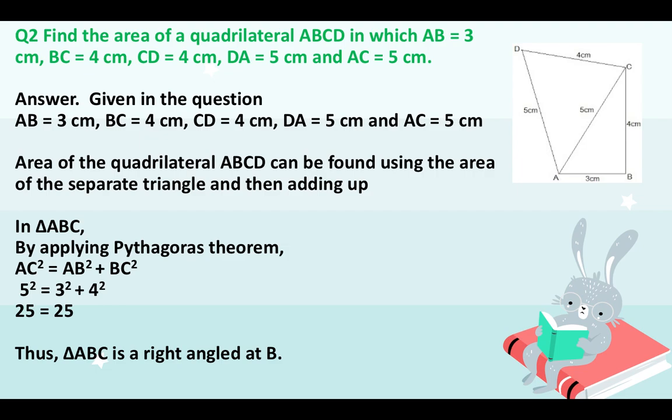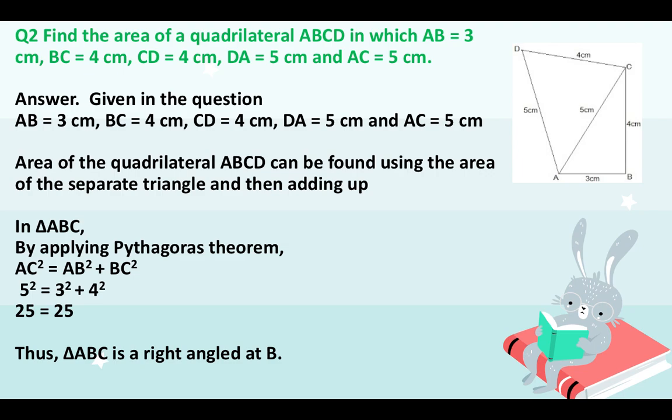So in this we have all the dimensions, so I can directly apply Heron's formula to calculate both the areas. I have all the lengths, or in one of the triangles, that is ABC, I can prove that angle B is 90 degree by applying the Pythagoras theorem.